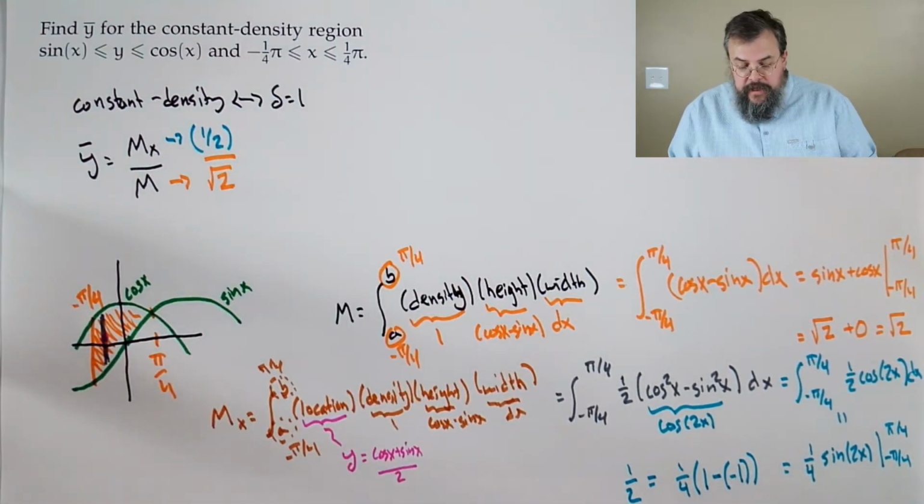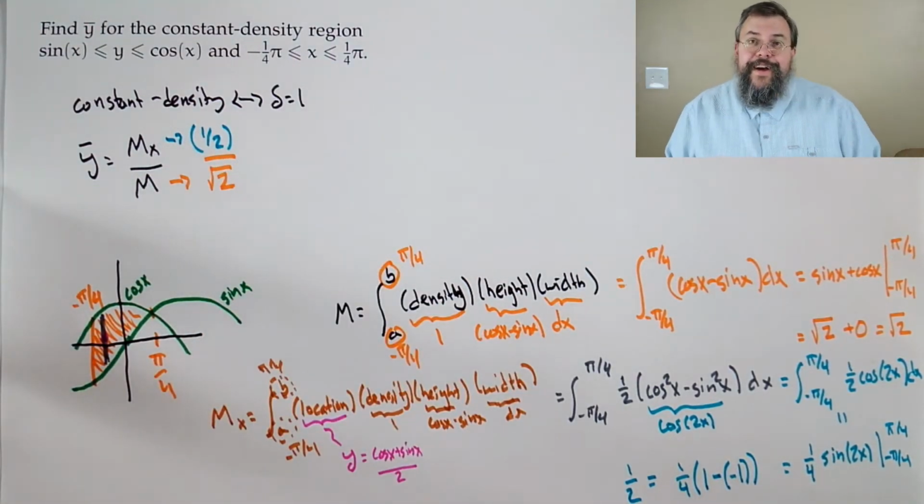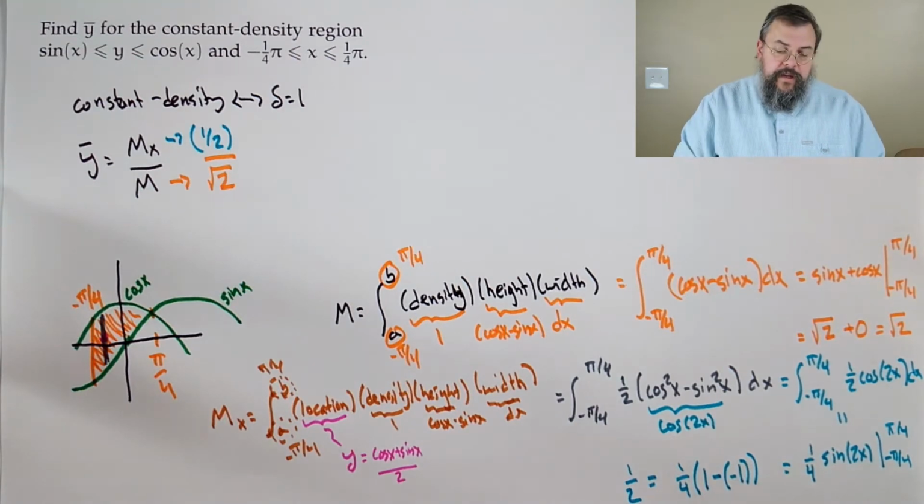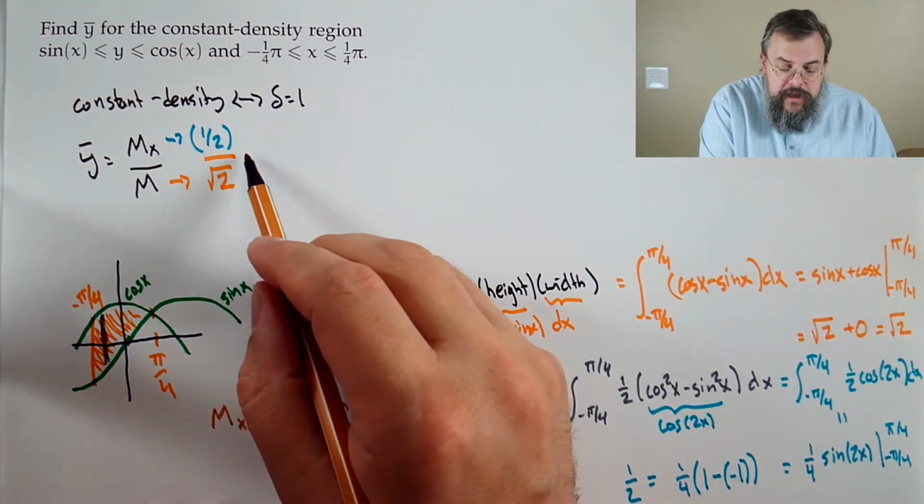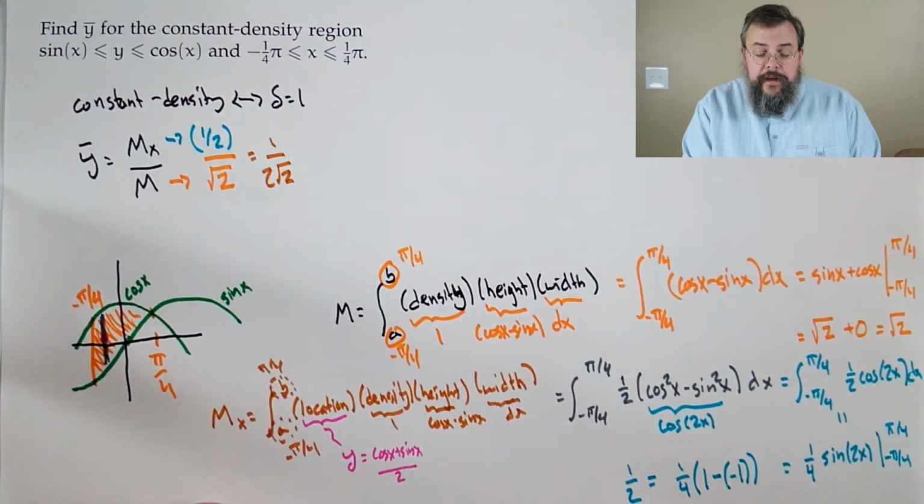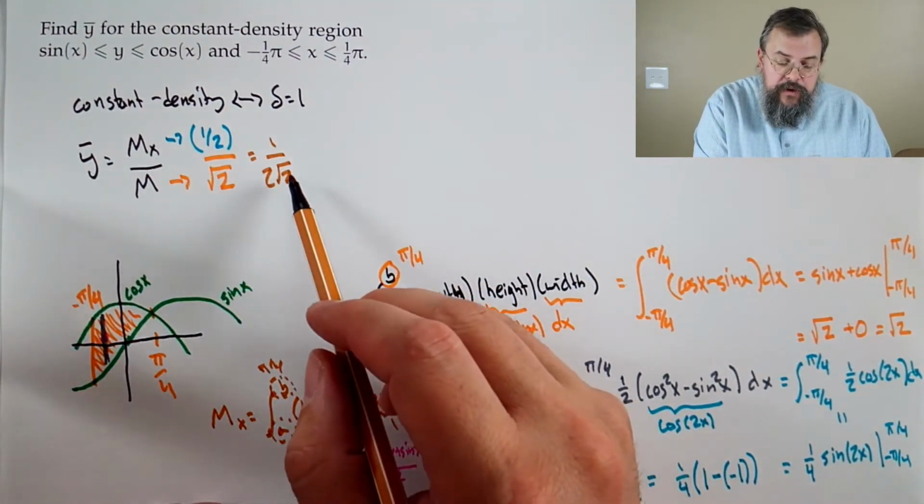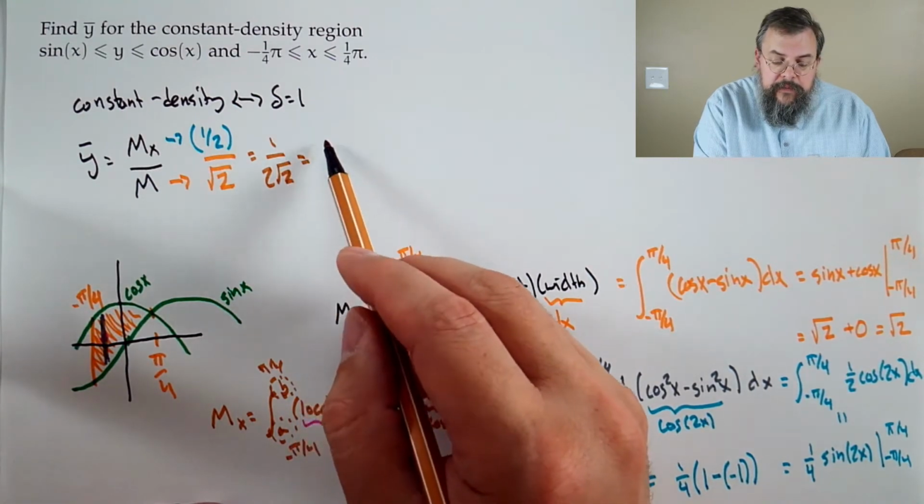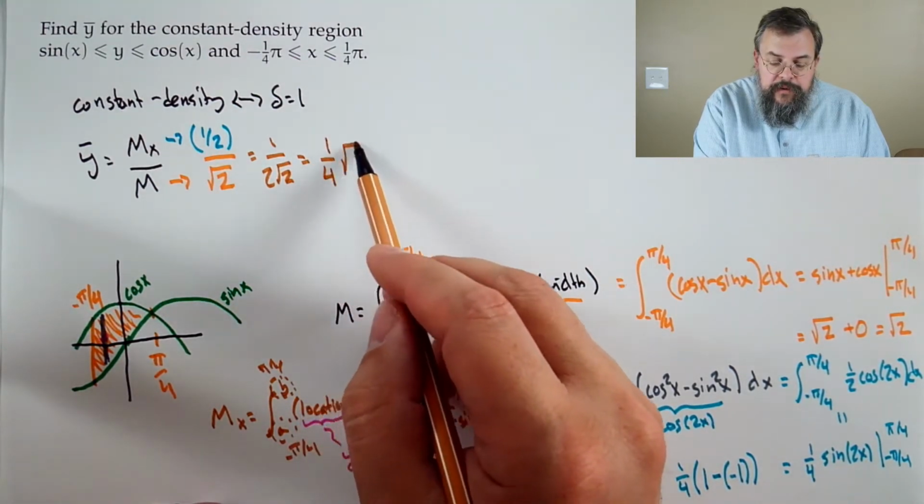And now we're done, but let's go ahead and make it look nice. What are some things we can do to make it look nice? Well, we can say this is the same as 1 over 2 root 2. If you don't like that, you can say, well, if you multiply by root 2 over root 2, you would get 1/4 times square root of 2.